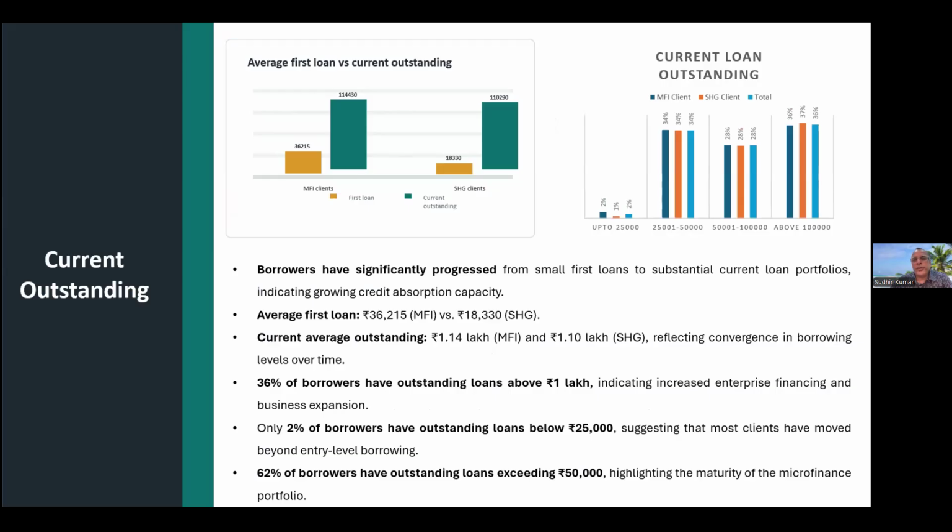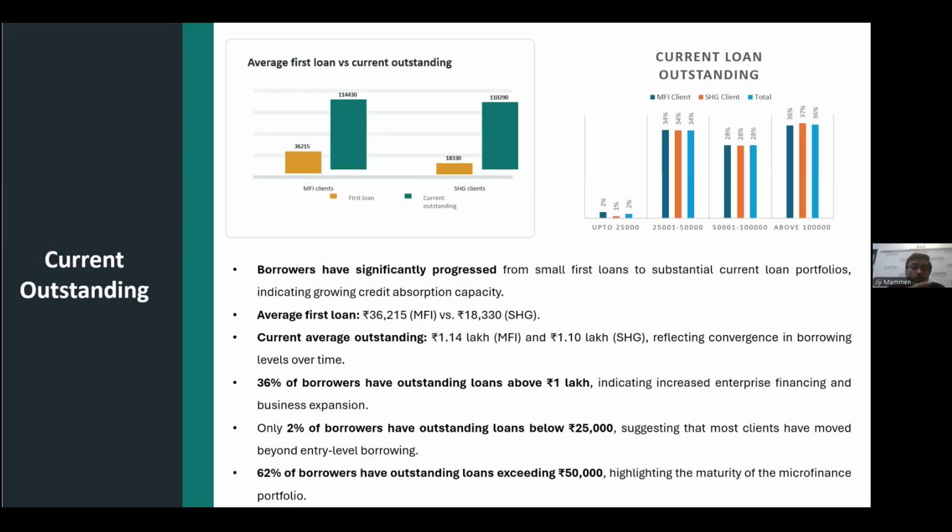Now, we showed lineage, we showed their first loan cycle. This is their current outstanding. Now this is something surprising, not in the MFI case, which is clear, but in the case of SHG. Their first loan cycles had a gap of 2x, and the current loan outstanding is almost the same. SHG client and MFI client almost have the same loan outstanding: 1,14,000 for MFI, 1,10,000 for SHG client. That is very clear.